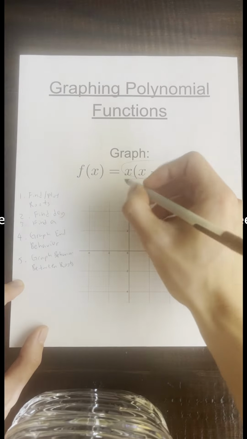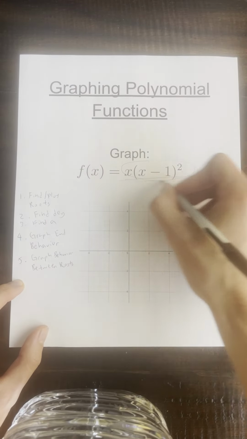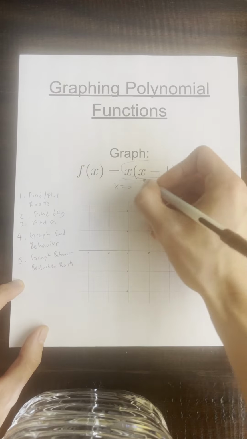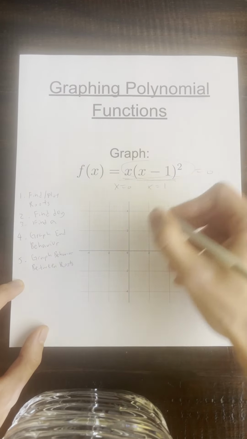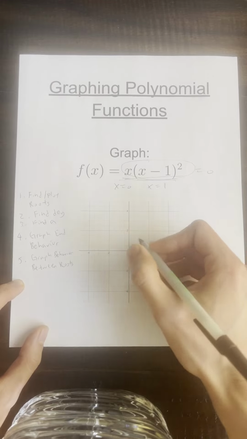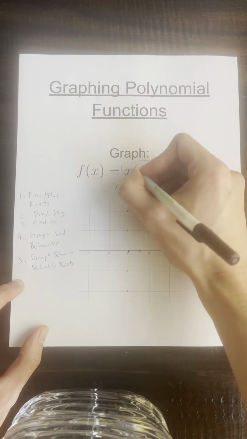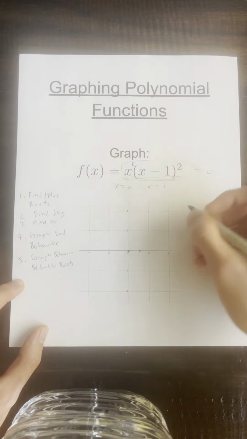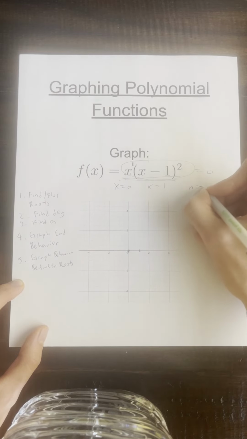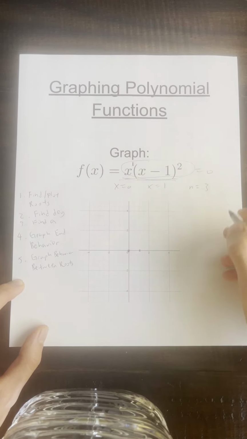So let's go ahead and find and plot the roots. So set this equal to 0. So this gives x is equal to 0. This gives x has to be 1. Let's plot these. X equals 0, x equals 1. Okay, and then the degree. So I'm going to put 1 here. So the degree is 1 plus 2. So I'm going to put n is equal to 3. 1 plus 2 is 3.